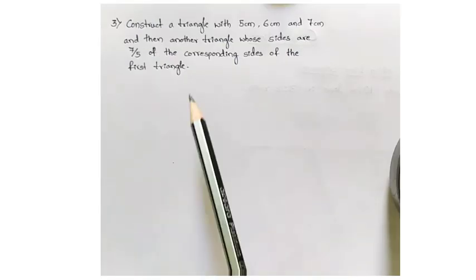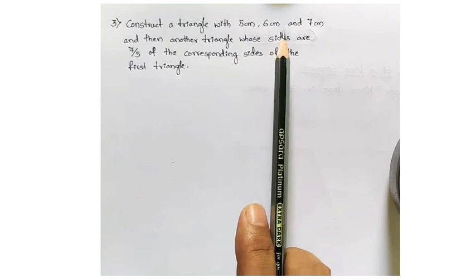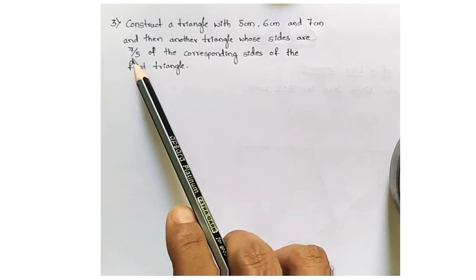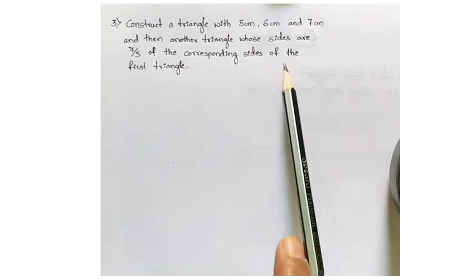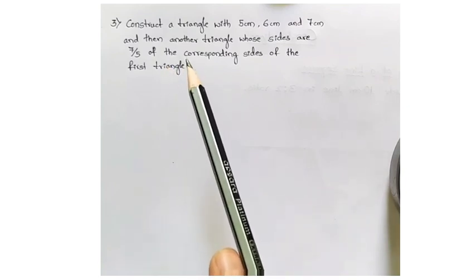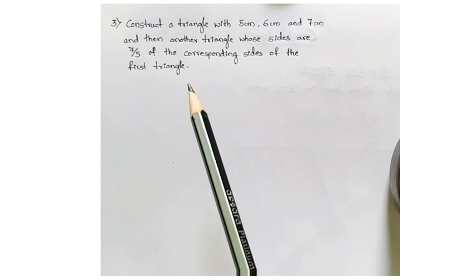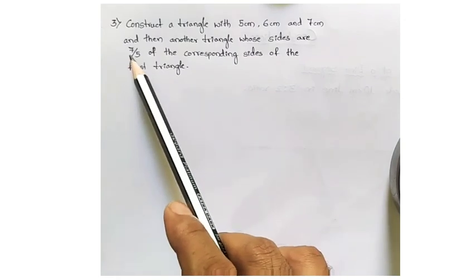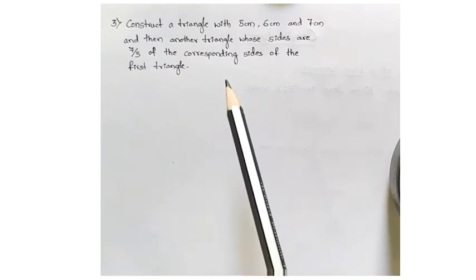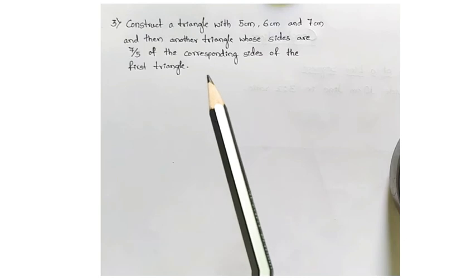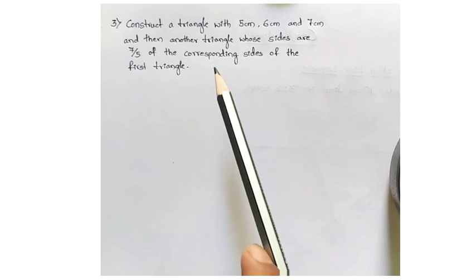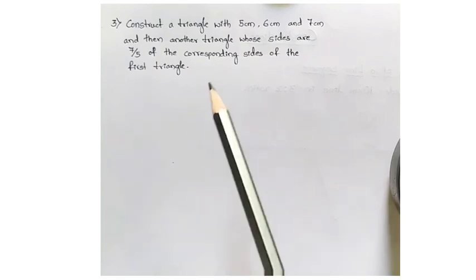The next question: construct a triangle with 5 cm, 6 cm and 7 cm sides, and then another triangle whose sides are 7 by 5 of the corresponding sides of the first triangle. Earlier we did 2 by 3 where the numerator is smaller and the denominator is bigger, but here the numerator becomes bigger and the denominator is smaller. It means in the earlier construction the corresponding similar triangle came inside the given triangle, but here the corresponding triangle will go outside of the given triangle. How will it go outside?